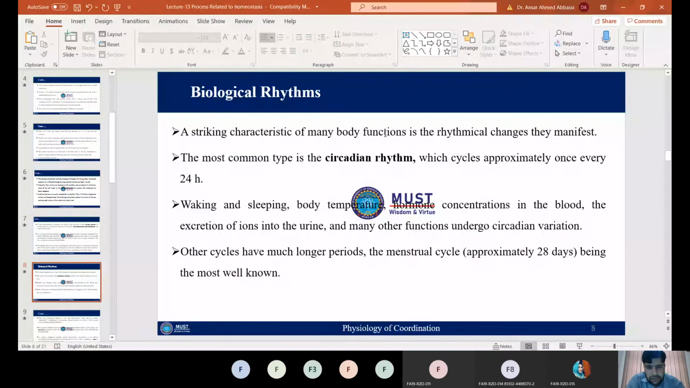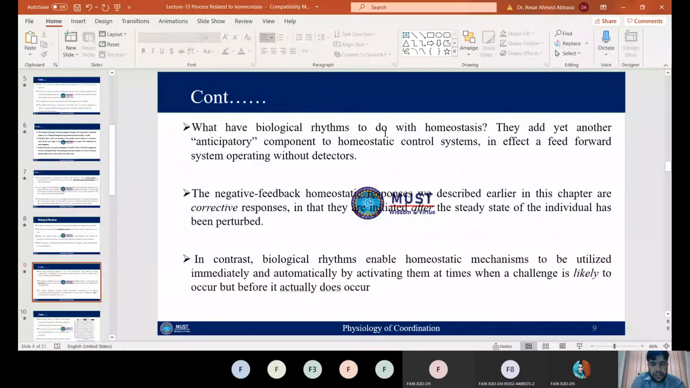Other cycles can have much longer periods. For example, in case of the human female, the menstrual cycle repeats after 28 days.